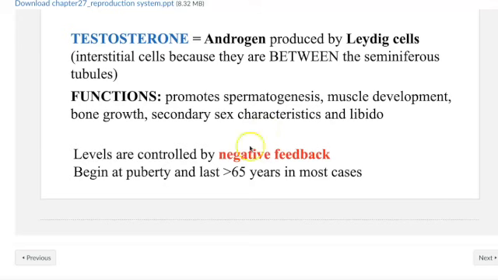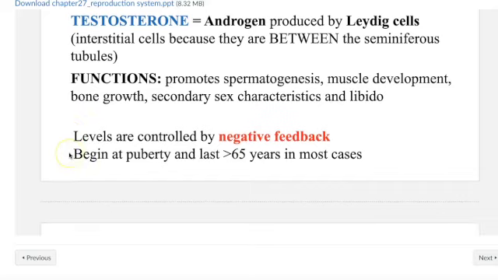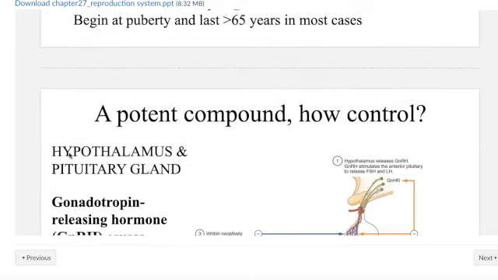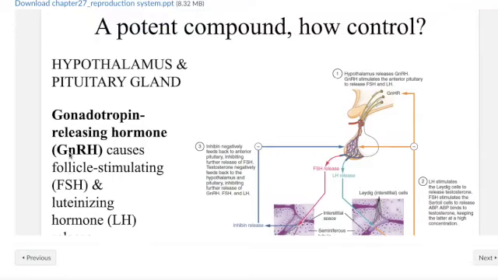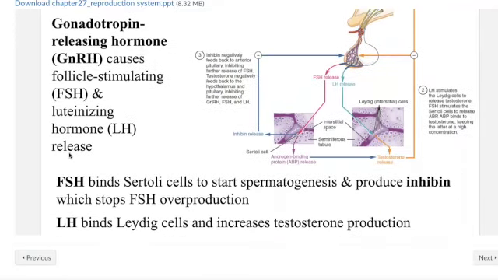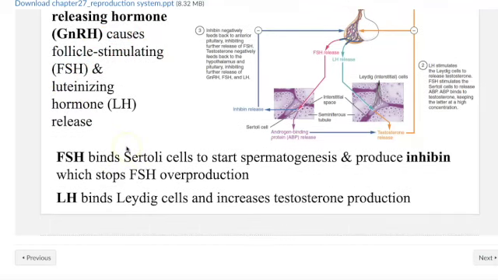Levels are controlled by negative feedback, begins at puberty, and lasts greater than 65. So here it is, the hypothalamus and the pituitary gland. So gonadotropin releasing hormone causes the follicle stimulating hormone and luteinizing hormone to be released. We've seen these before.